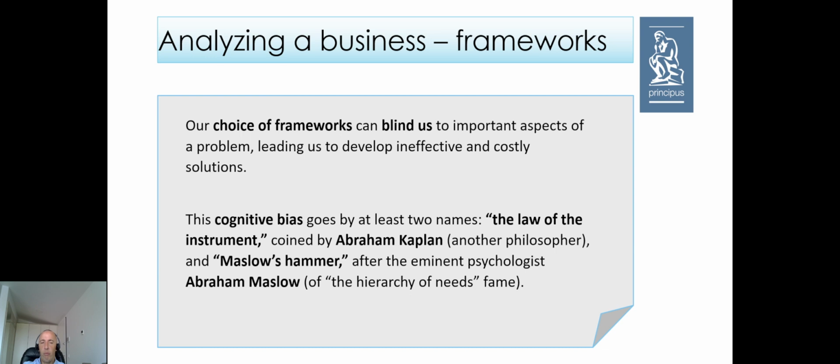Our choice of frameworks can blind us to important aspects of a problem, leading us to develop ineffective and costly solutions. This cognitive bias goes by at least 2 names: the law of the instrument or Maslow's hammer. Which basically means if you have a hammer, everything looks like a nail. 2 important frameworks you should use in analyzing your customer's business are industry frameworks and functional frameworks.